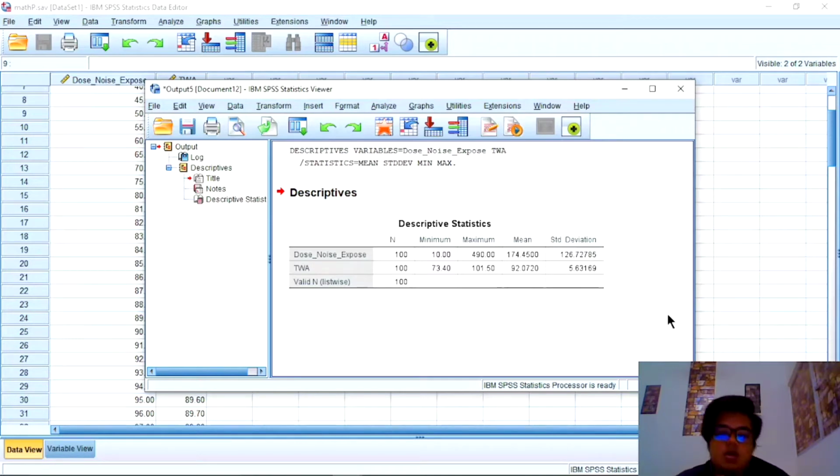This means that the mean noise exposed is 174.45, and the standard deviation is 126.72785, while the mean value for TWA is 92.0720, and the standard deviation is 5.63169.